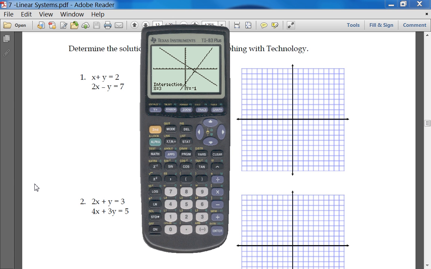And it doesn't have to be perfect if you don't want it to be. You can just sketch it. But if you want it to be perfect, you can hit second graph. If you look at this calculator, second graph brings you to a table of values. So you can actually map out a few points. When x is 0, y is 2. When x is 1, y is 1. When x is 2, y is 0. So there's one of the equations.